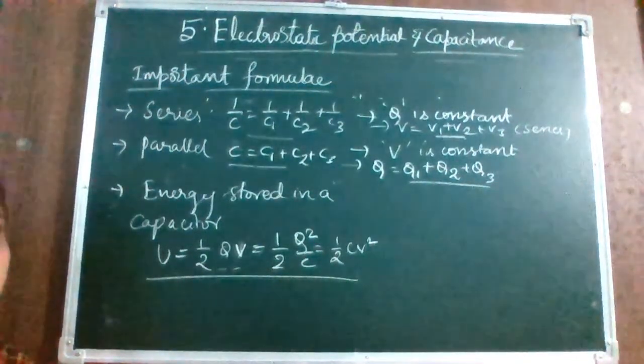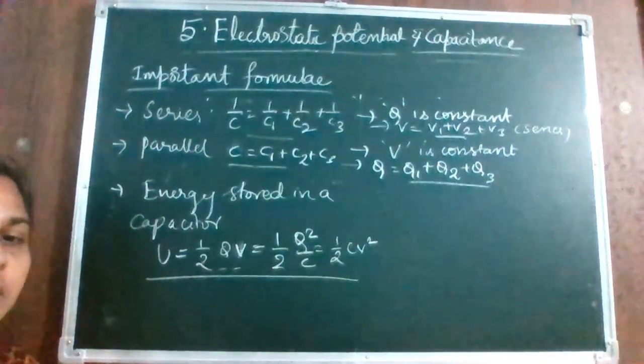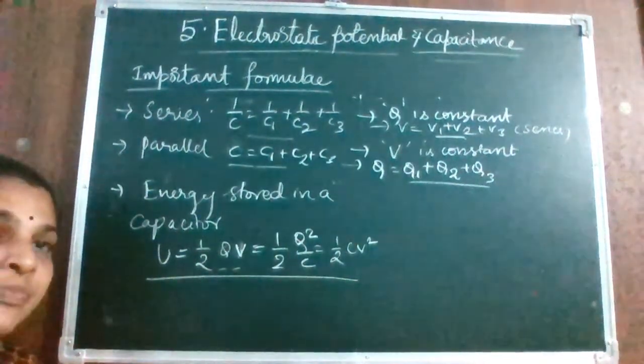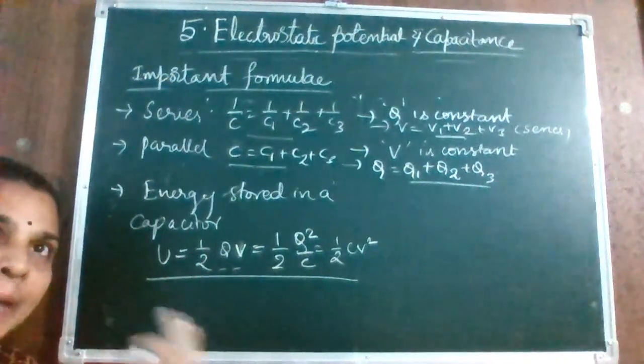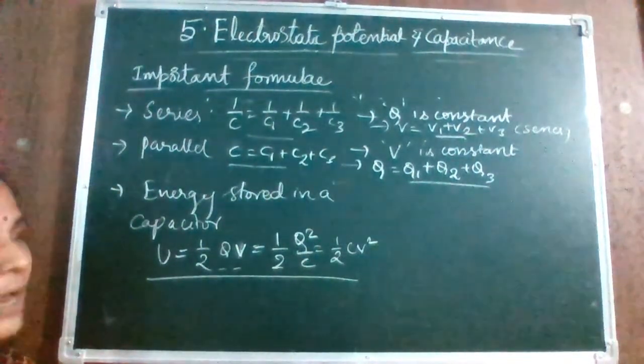So don't confuse. And for the electric dipole, the potential is 1 by 4 pi epsilon naught into P by R square. So don't confuse for those equations.